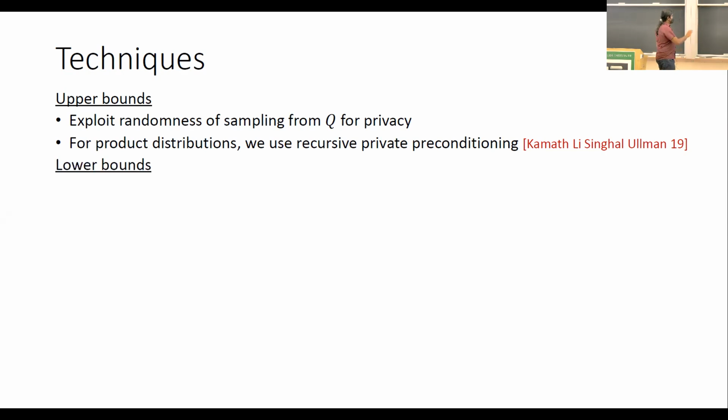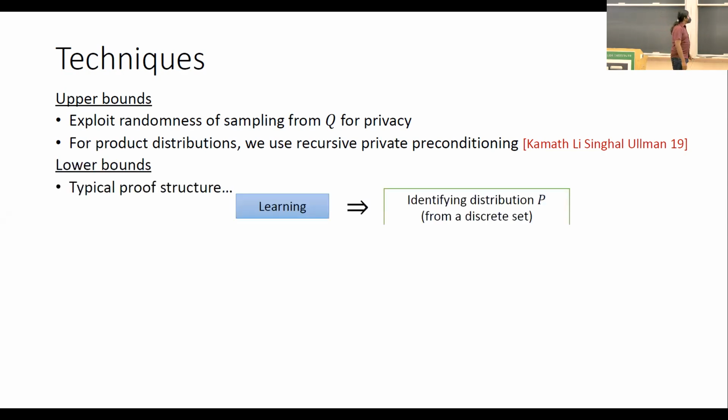And it turns out we also need new lower bound techniques. So what does a typical proof structure of a lower bound look like for private learning of distributions? You pick some discrete set of distributions that satisfy some condition. They're close in total variation distance, but far in some other metric. And then you use tools like Le Cam's method or Fano's inequality, all of these classical methods. And you argue that if you can learn the distribution, then you can identify the distribution from the set, and that violates some privacy condition. So this is the typical structure of what a lower bound would look like.